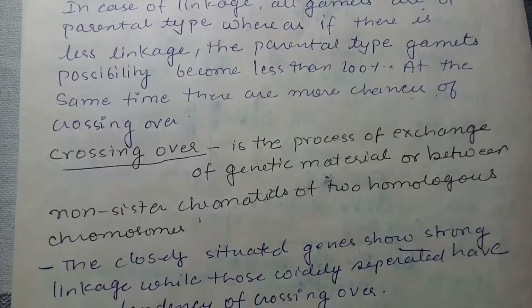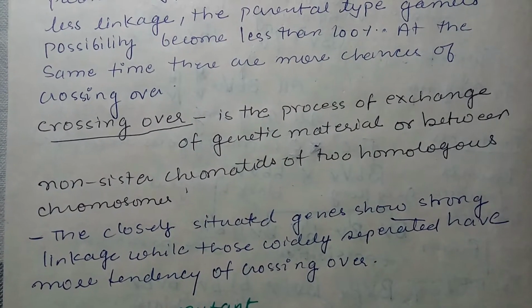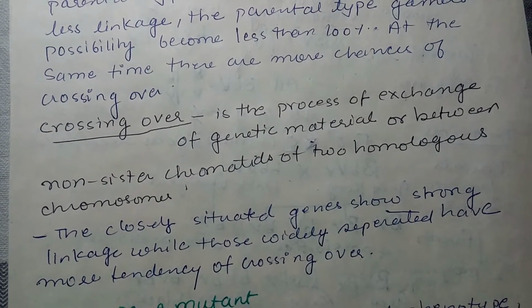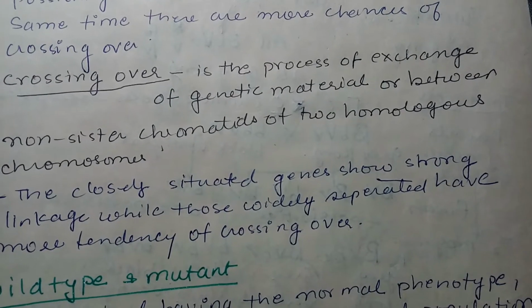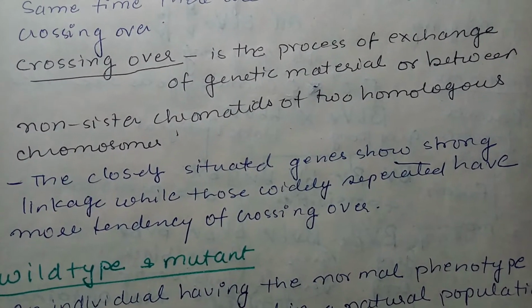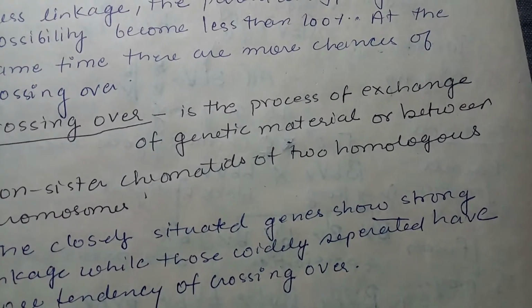Now what is crossing over? It is the process of exchange of genetic material between non-sister chromatid of 2 homologous chromosomes. The closely situated genes show strong linkage, while those widely separated have more tendency of crossing over.